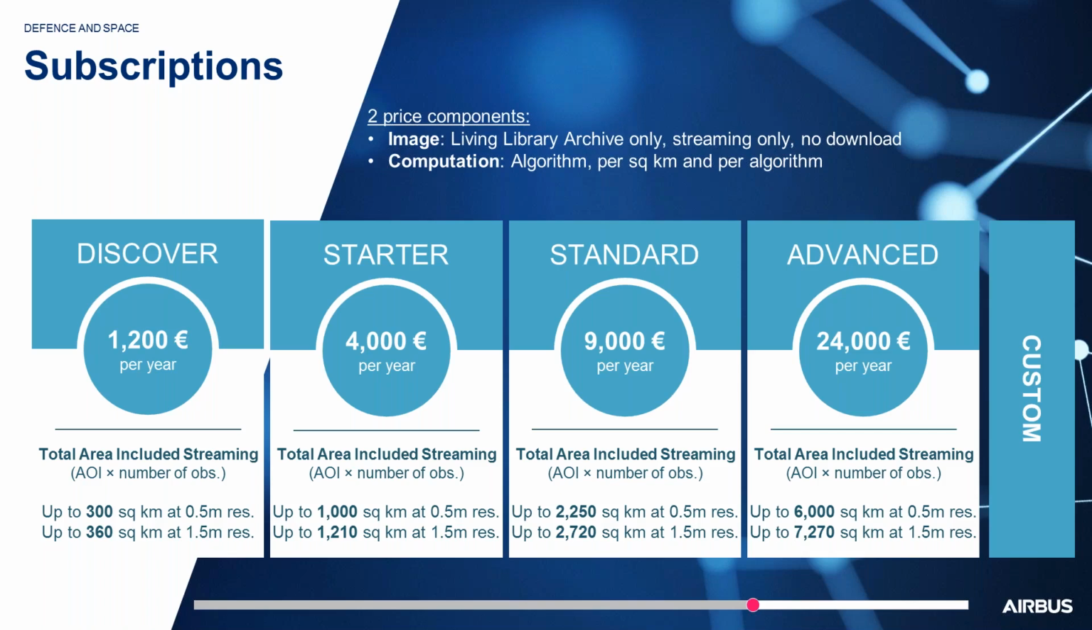For each package, you have a total area included in streaming. So here it's the AOI multiplied by the number of observations. And here, for example, for Discover, for 1,200 euro per year, you can stream and detect any changes or count cars on an area up to 300 square kilometers at 50 centimeter resolution, or up to 360 square kilometers at 1.5 meter resolution. And it's the same philosophy for the 3 other packages.